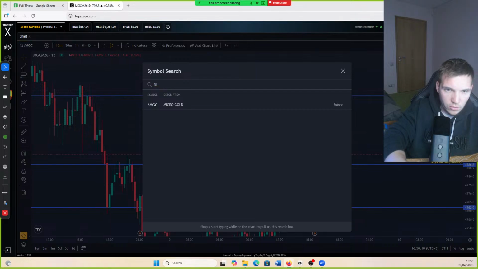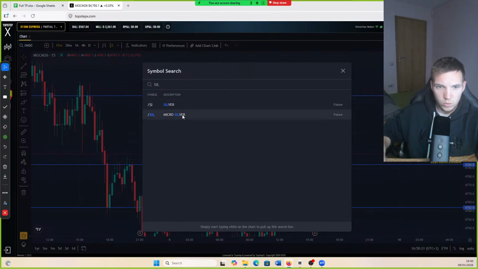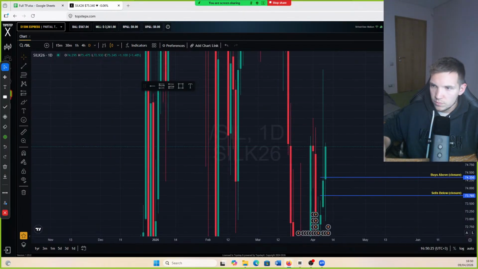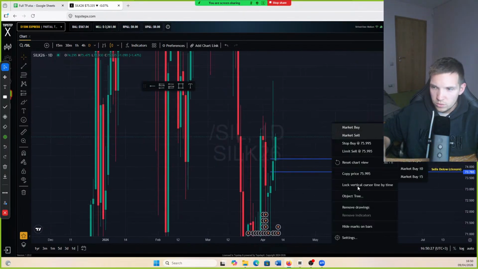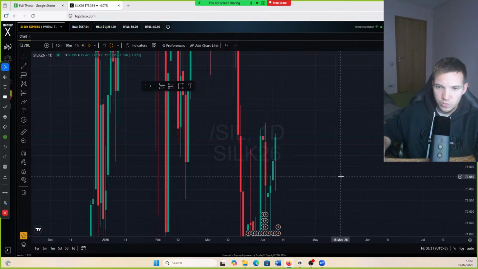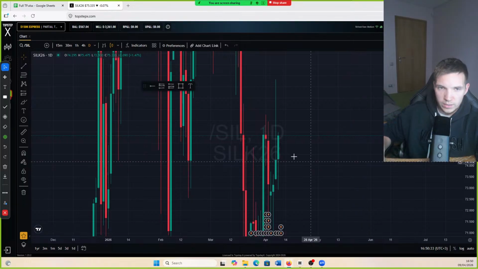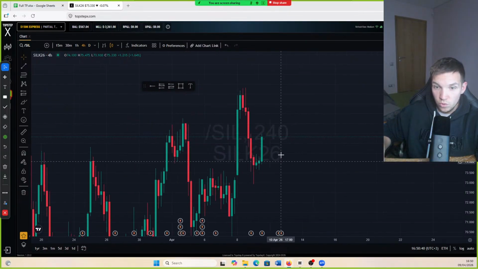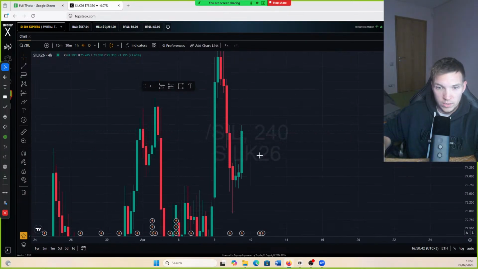I completely forgot that we are looking at silver as well. It correlates a lot with gold, obviously, because silver and gold are both precious metals and they move quite similar. So the 4 hour, same. As we can see, we are gonna create a beautiful bullish 4 hour candle.